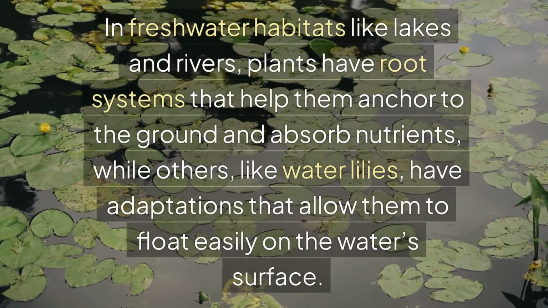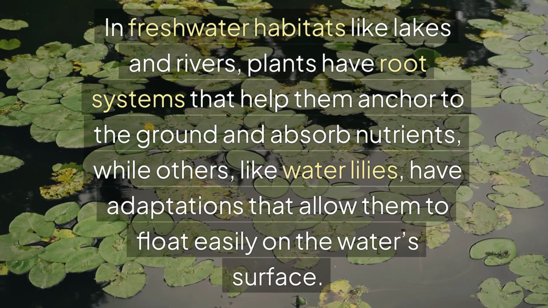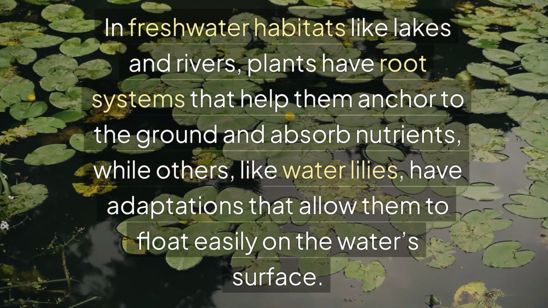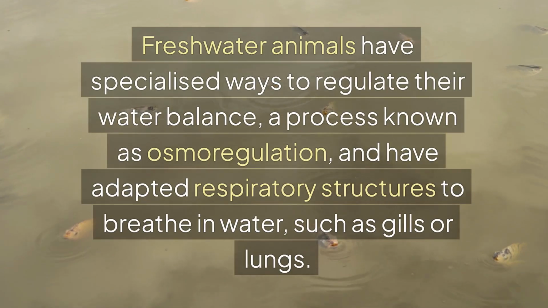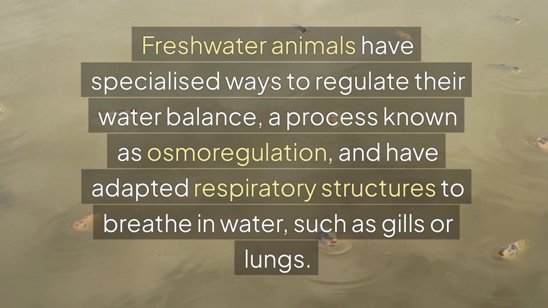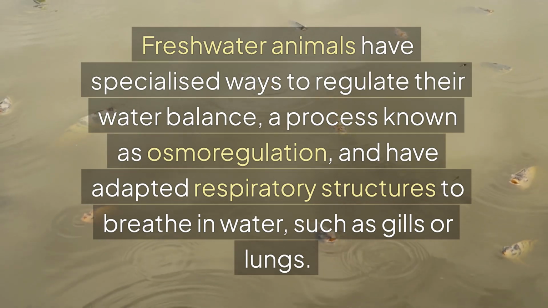In freshwater habitats like lakes and rivers, plants have root systems that help them anchor to the ground and absorb nutrients, while others, like water lilies, have adaptations that allow them to float easily on the water's surface. Freshwater animals have specialized ways to regulate their water balance, a process known as osmoregulation, and have adapted respiratory structures to breathe in water, such as gills or lungs.